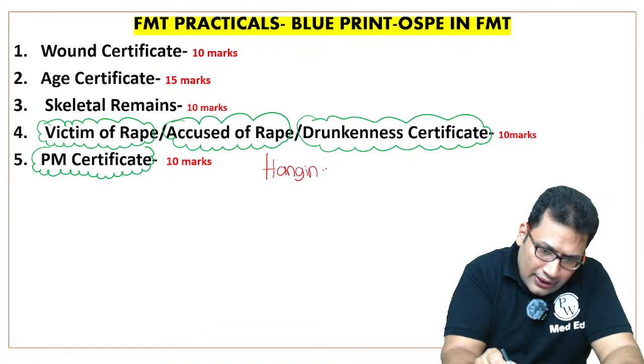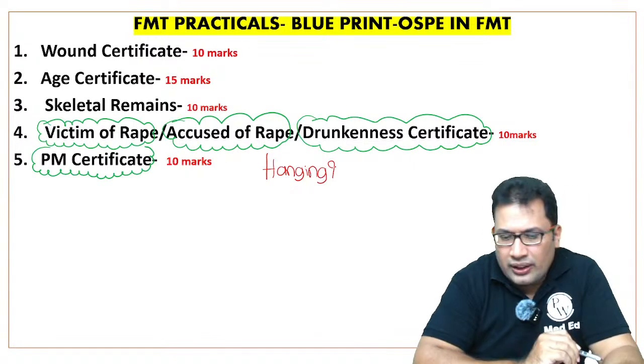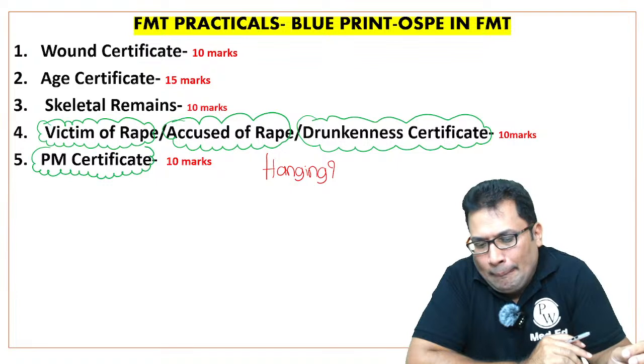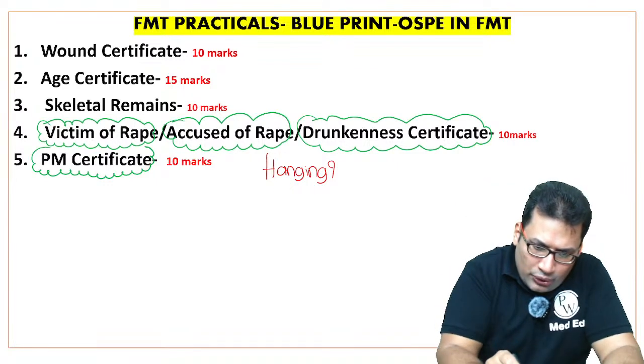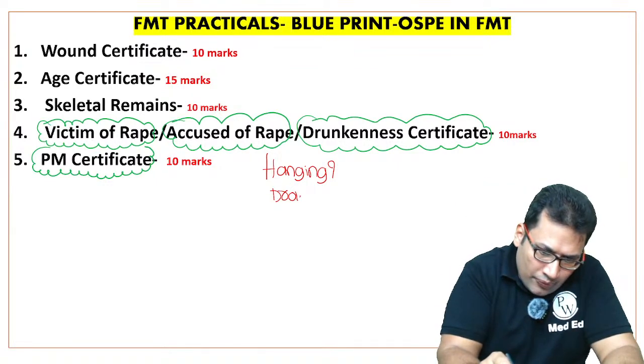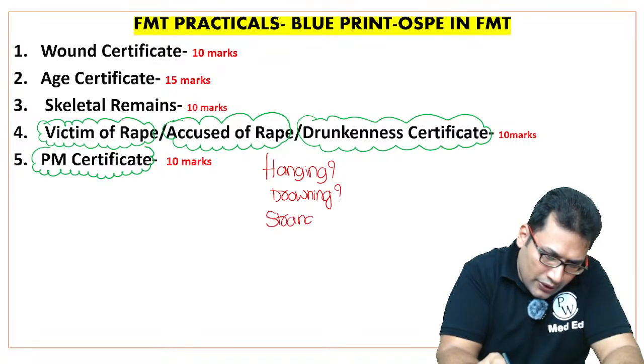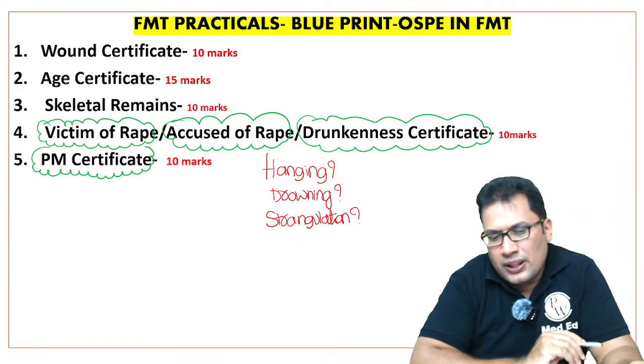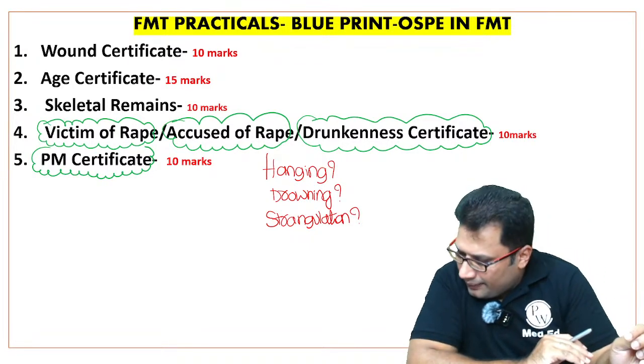Hanging clinical scenario is given. So, what is the cause of death you are going to mention? Or drowning can be given. Drowning, strangulation, okay. So, what is the cause of death in case of hanging, guys?